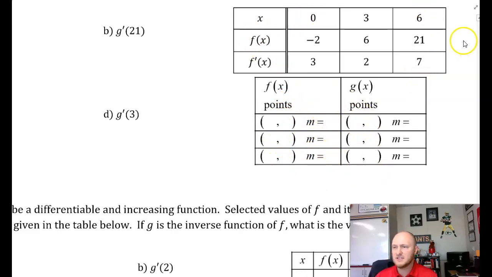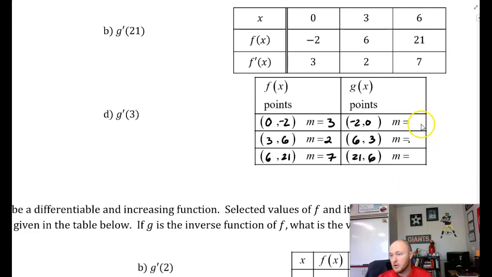So in this table of values, when x is 0, f is negative 2, so I just fill that in, and the slope is 3. I'm just reading this table. When my x value is 3, my y value is 6, and my slope is 2. When x is 6, y is 21, and my slope is 7. So how does that give me any information about the inverse? Well, how do you find the inverse? Switch x and y. So I'm just going to switch these x and y values. I get negative 2, 0; 6, 3; 21, 6.